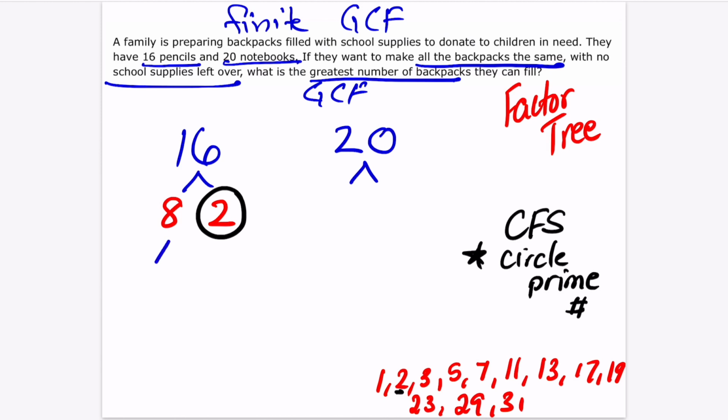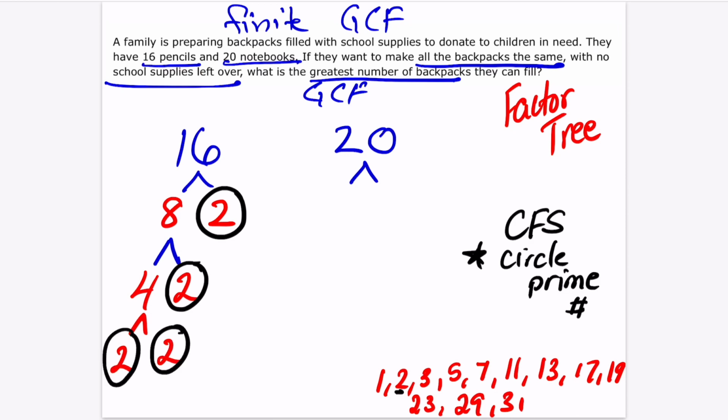And I'm going to keep going down. I'm going to break 8 down even more. I know 4 times 2 makes 8. And again, 2 is prime. And I know 2 times 2 makes 4. And I know I'm done because every single number here, they're all circled. They're all primes. I can't break them up anymore.